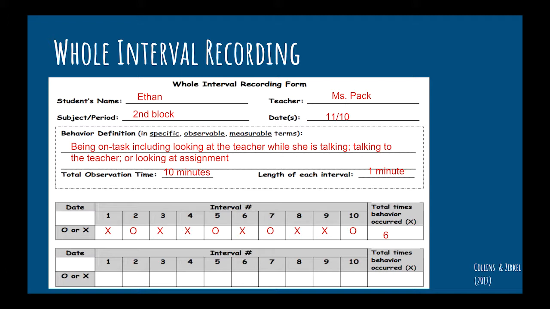The advantage of whole interval recording method is that it provides an estimate of the duration of the behavior and provides information about whether behaviors are occurring or not occurring within an observational session.